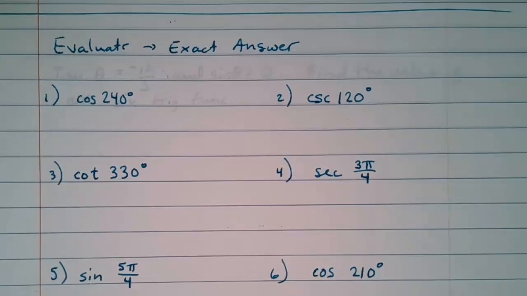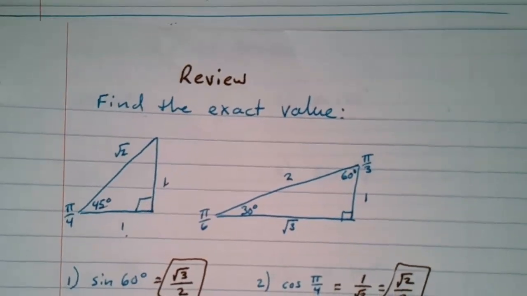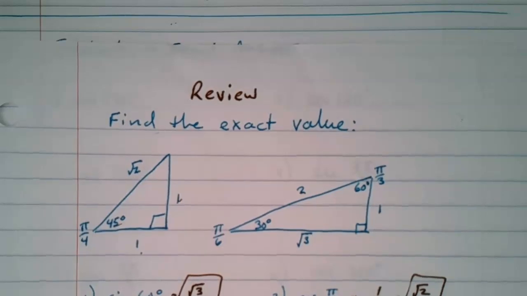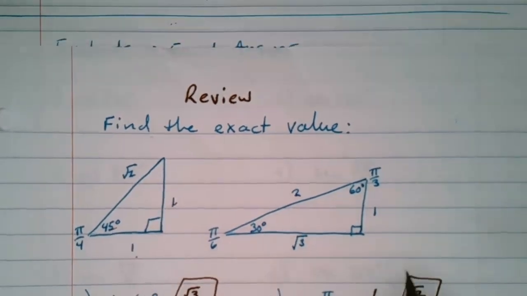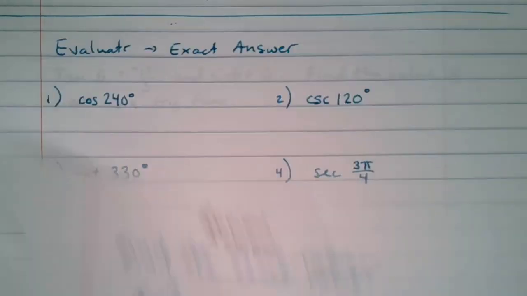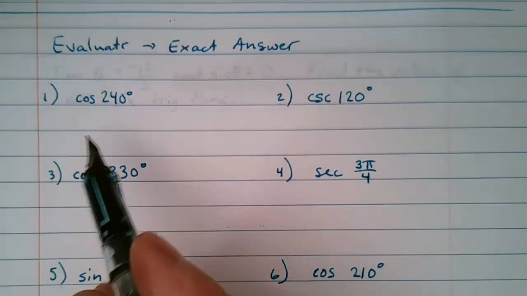Now, we're going to take what we know, and we're going to piece this together, and we're going to evaluate and find an exact answer. Now, to find these exact answers, you're going to want those triangles that we had earlier, somewhere where you can reference them. So make sure you've got these triangles handy, and I'll plop them up here for every problem. Cosine of 240.